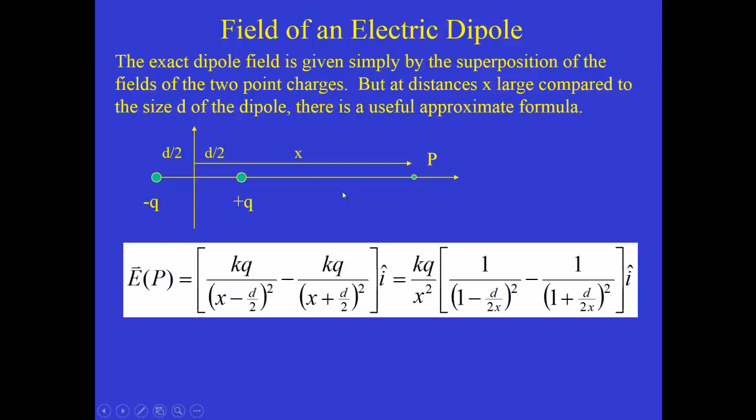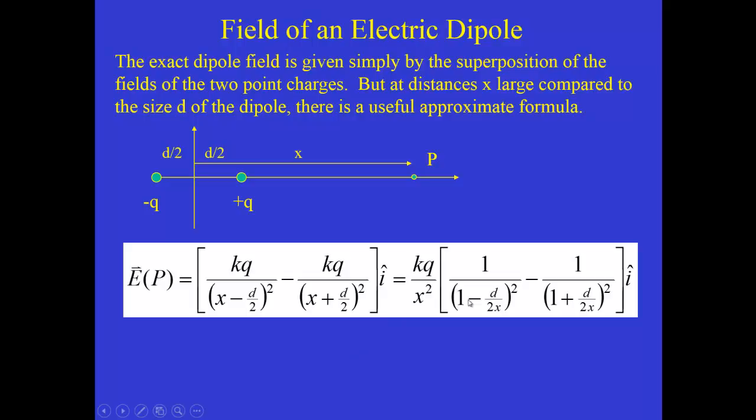And so we know that the positive charge will exert a force given by the first term in the positive x direction. The negative charge will produce a field that is in the negative x direction, and it's going to be slightly smaller, right, because the distance x plus d over 2 is a little bit larger. So those two terms should be clear.